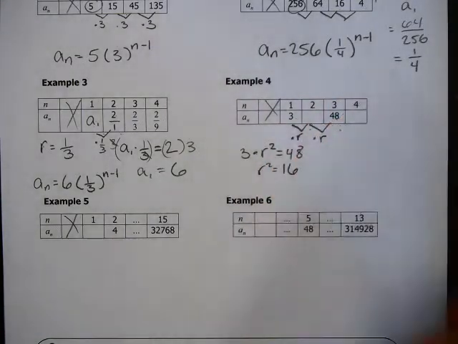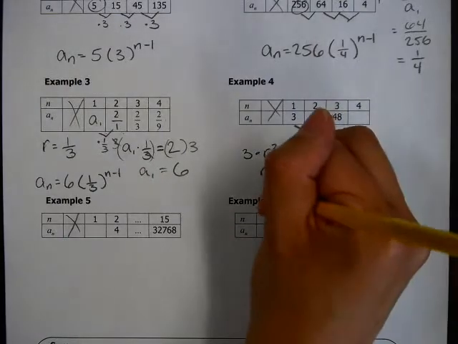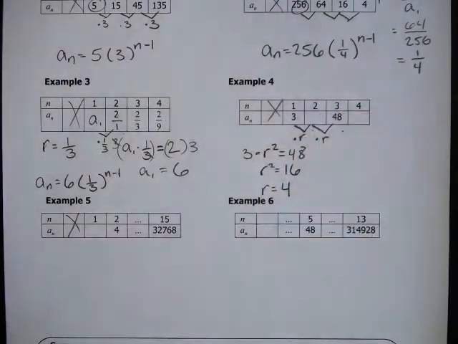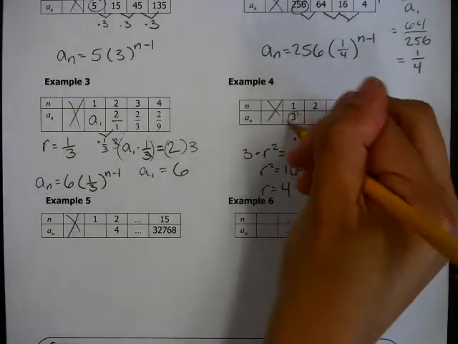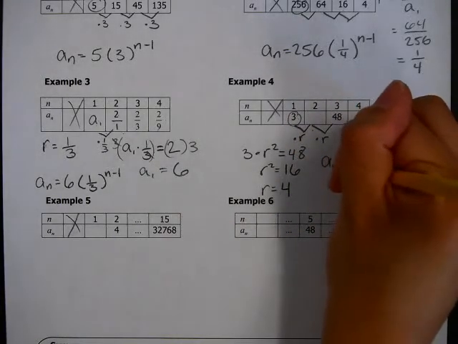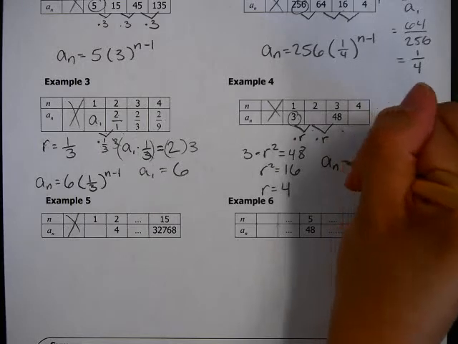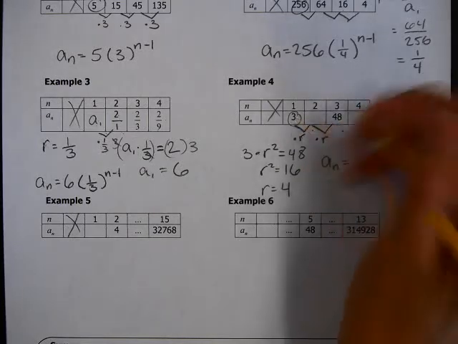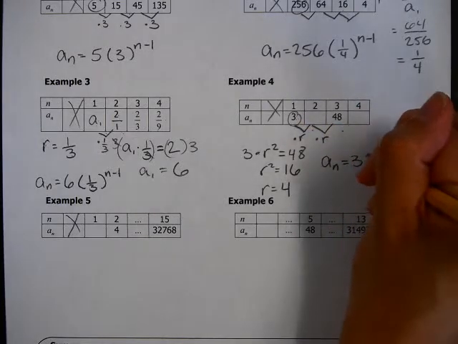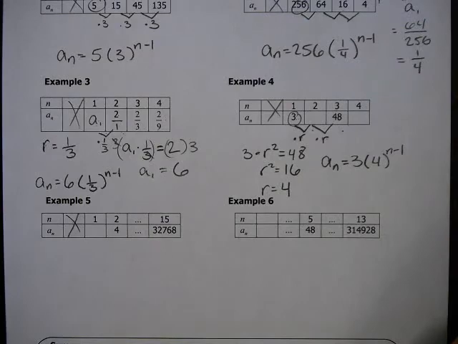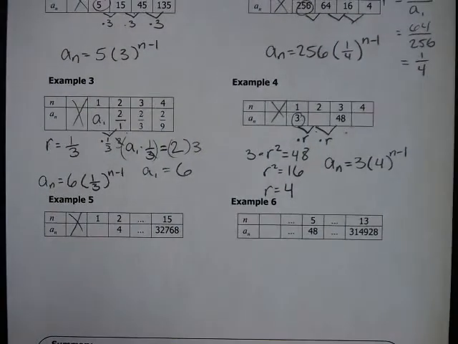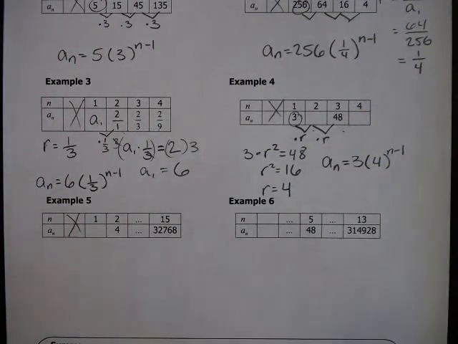Divide, so r squared is 16. Square root both sides. The common ratio is 4. We already know our first term. So the formula for the sequence, a sub n equals a1 times r to the n minus 1. If you haven't done it already, push pause, see if you could find the common ratio for 5 and 6.